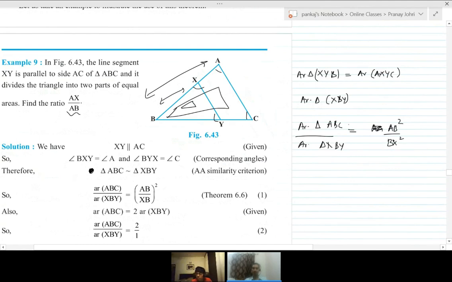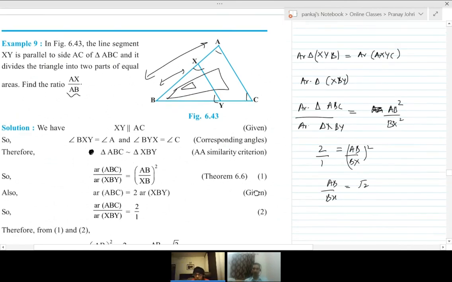Because this is double of this, we can write this is 2 is to 1, twice. So it's clear, right? 2 is to 1, and this is AB square by BX square. It's 2 by 1. So AB by BX is equal to root 2.